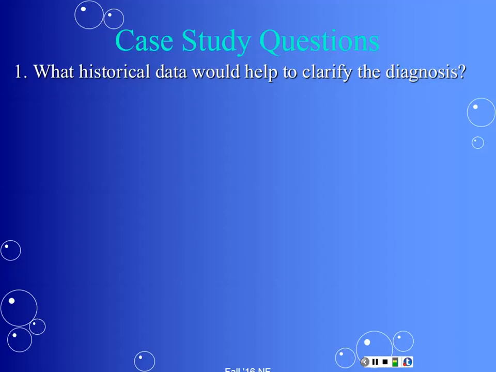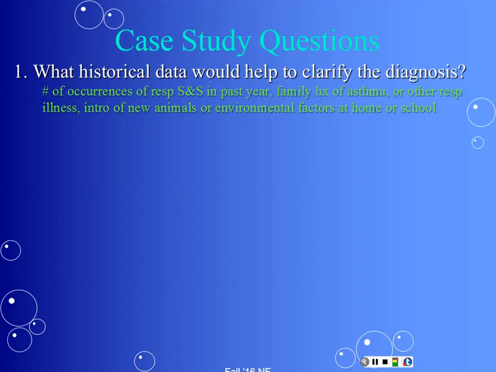So what else would help us try to figure out if this kid had asthma? Has it happened before? What's the history of it? Is there a family component? There is a genetic component to asthma. What else? How long has it been going on? Then, like you said, the number of occurrences of respiratory distress signs and symptoms in the past year. Does she have a nighttime cough often? Do we often wake in the morning with issues?